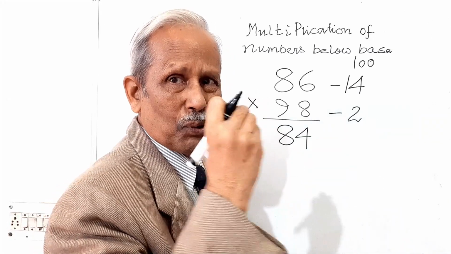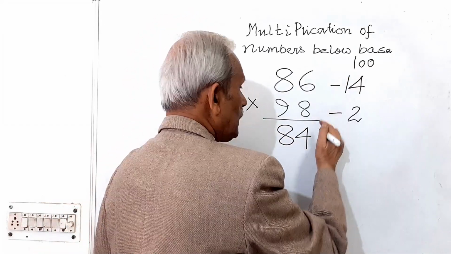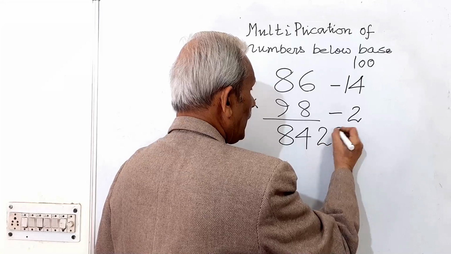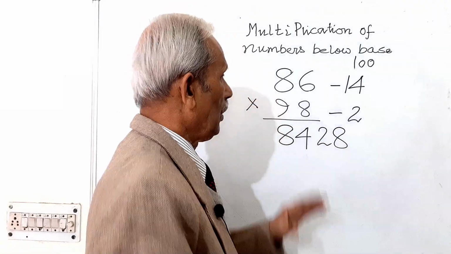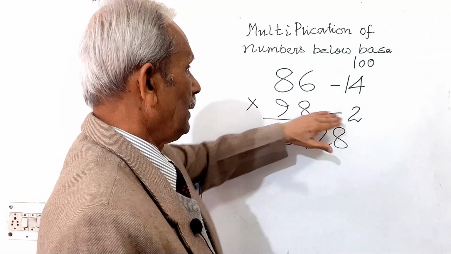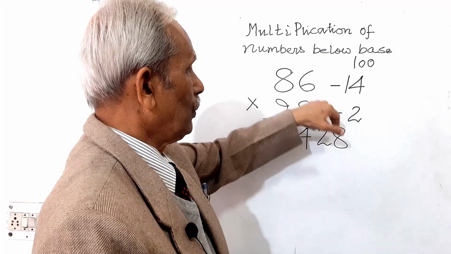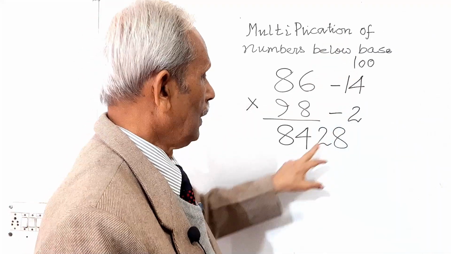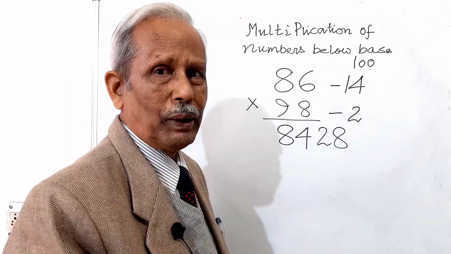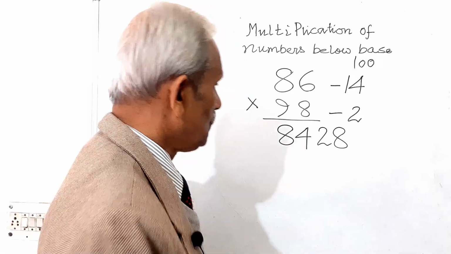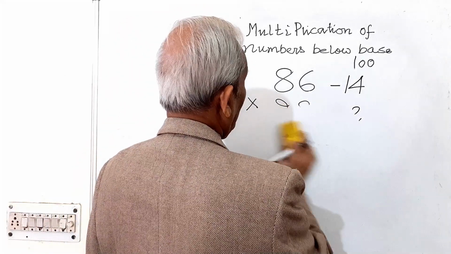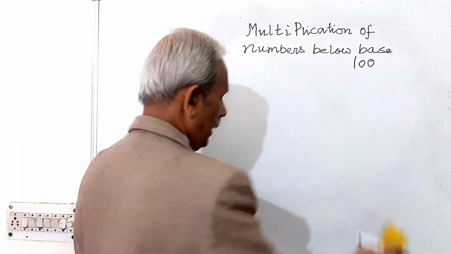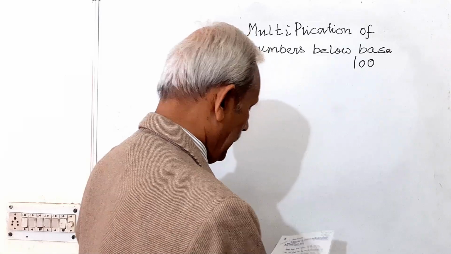There are 2 zeros here, so you write 28 here, and that is the answer, 8428, right? You can do it mentally. 98, 2, cross operation 84, 14 into 2, 28, there are 2 zeros, you can just write 8428. You can do it mentally, there is no issue at all. I hope you have understood it nicely. Now let me do the next one.